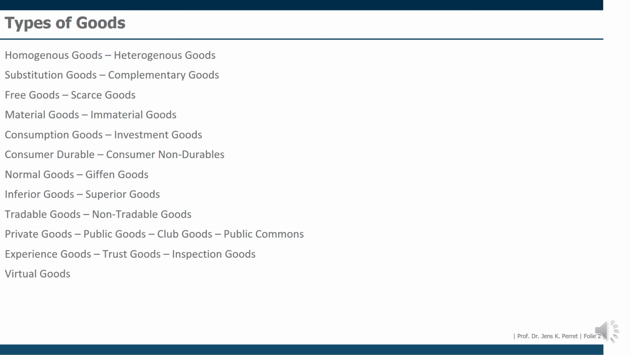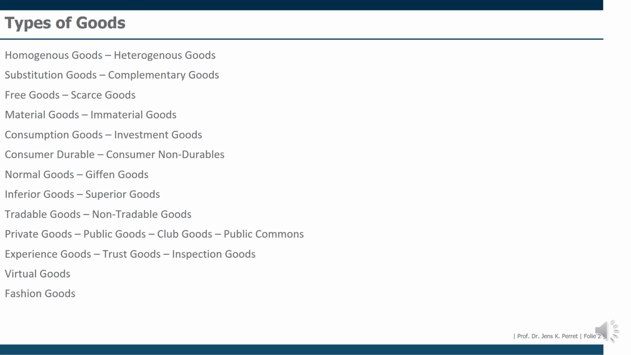Well, then we have virtual goods. We could add this to the material and immaterial goods because, well, they are immaterial goods and they exist usually only in the virtual world. This could be a lot of different things. This could be something like ebooks, but this could also be some kind of loot box in World of Warcraft or something like this. So there's a lot of different versions of what virtual goods can actually look like.